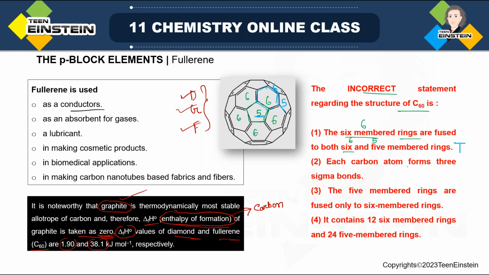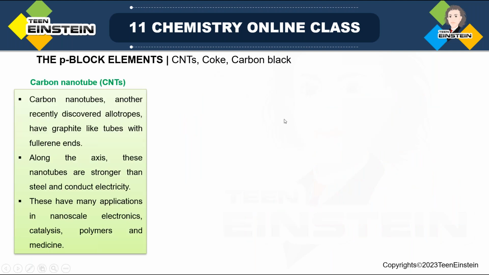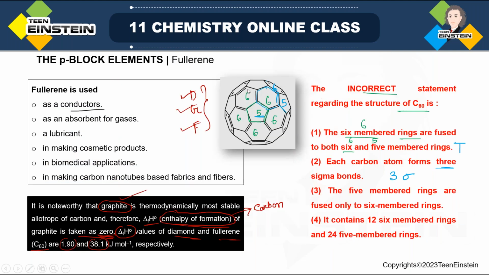Second statement: each carbon atom forms 3 sigma bonds. Now look at the structure again. If you focus on any carbon, then surrounding this carbon, this is one sigma bond, another sigma bond, third sigma bond. This is actually a pi bond. So 3 sigma bonds are present for each carbon.